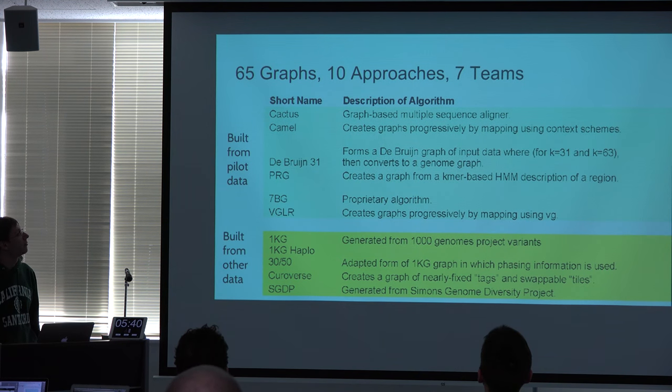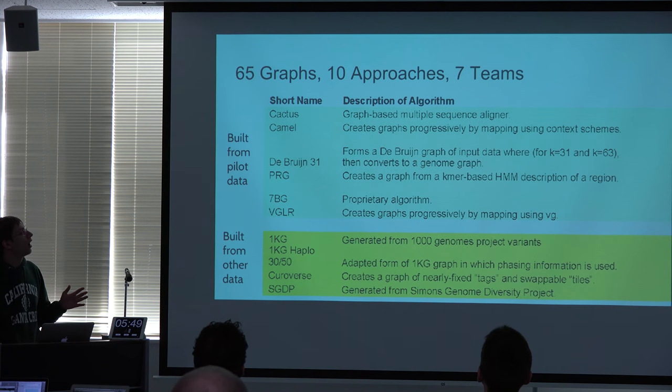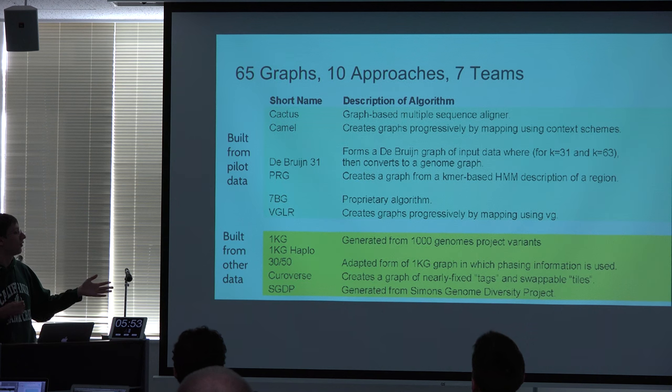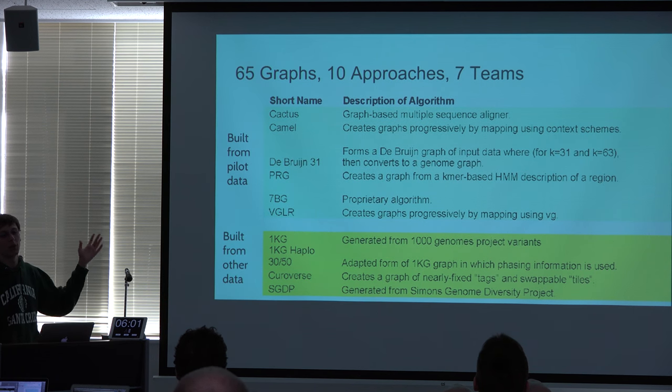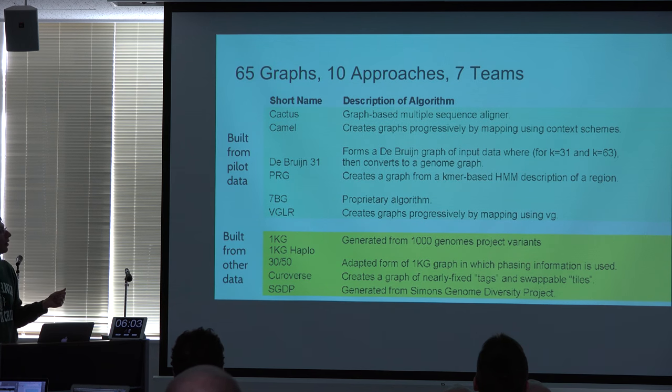We had 65 total graphs across all the submissions and the different regions that you could run your pipeline on. There were 10 what we call approaches, different ways of generating the graphs, and then 7 teams that submitted them. So UCSC made quite a few of these, but other teams made at least one.